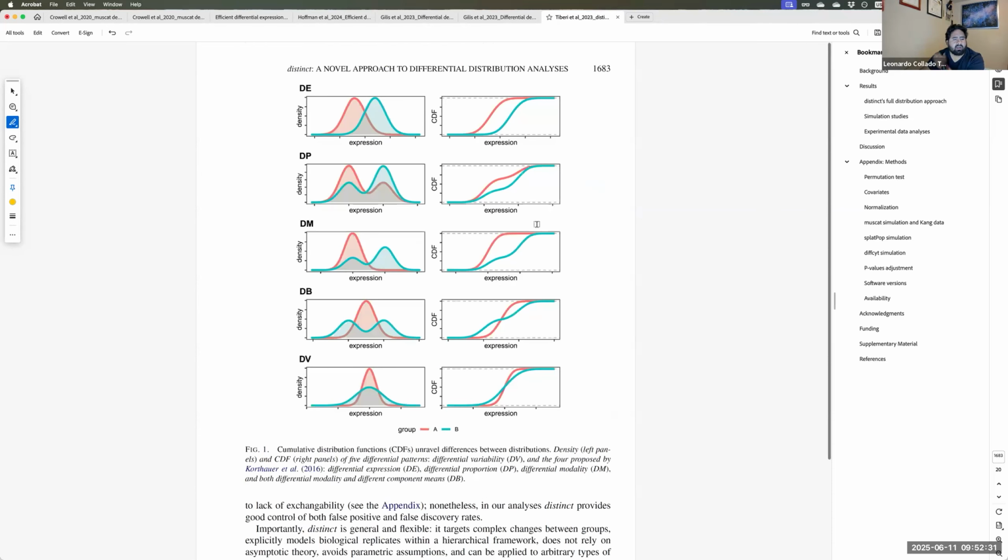And the goal, if you see a lot of these acronyms from the muscat paper, is to be able to detect these different scenarios, right? Like the DB scenario, the DM, DP scenario. All of those scenarios were some of the ones described in the muscat paper. There's a new scenario here which is the DV, differential variance. So same mean, but different variance.